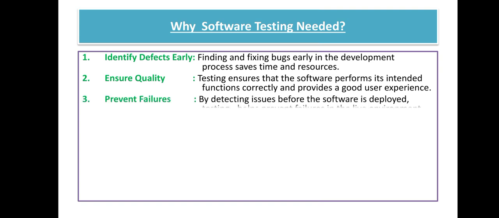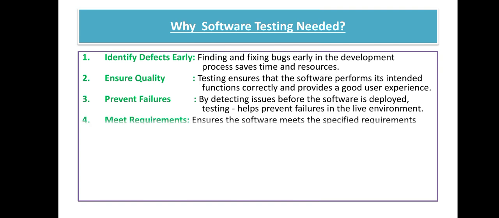Then prevent failures. When you develop a defective product, that is defective software or error software, or not satisfying the customer requirements, that software may not sustain in the market, then automatically the software is said to be a failure. Your product is said to be a failure. So we can avoid that with this: prevent failures and meet the requirements.